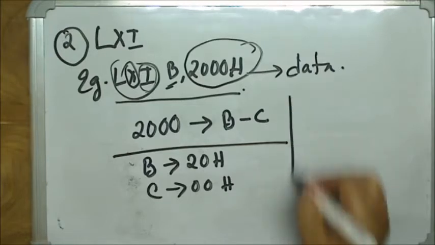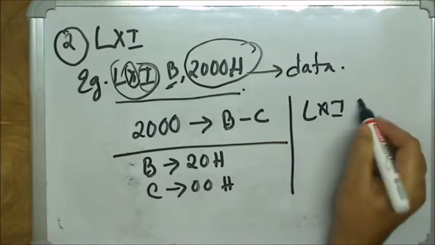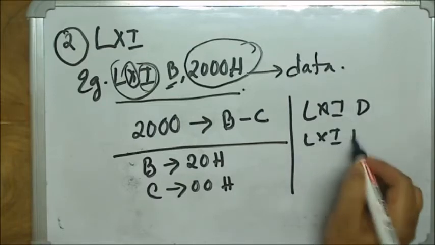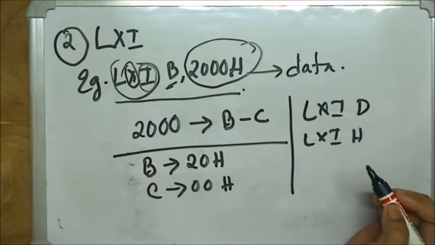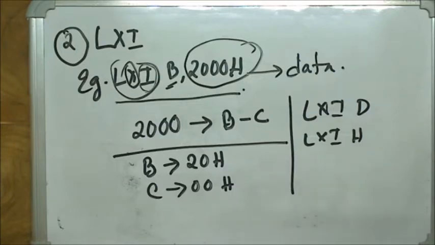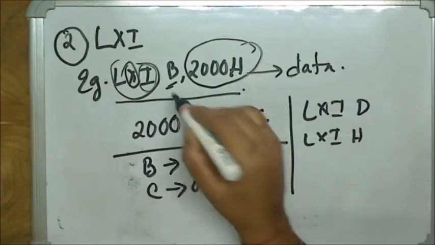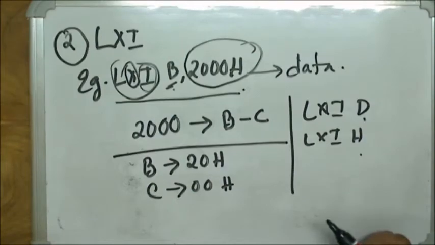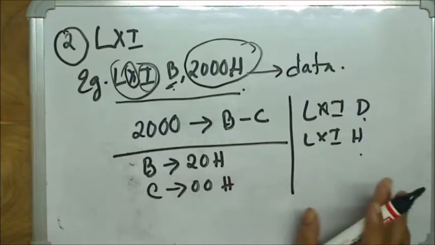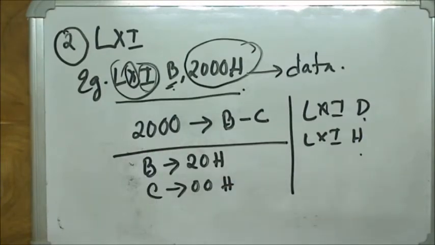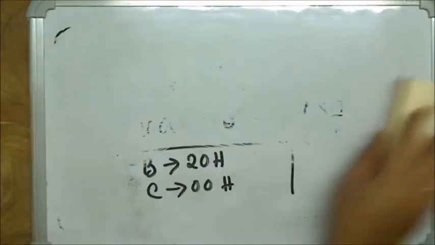Fine. So 2008 is loaded in register pair BC. Same is the case with LXI D or LXI H. I think it is clear. You can write LXI B, LXI D, LXI H. So LXI also works on all the register pairs.